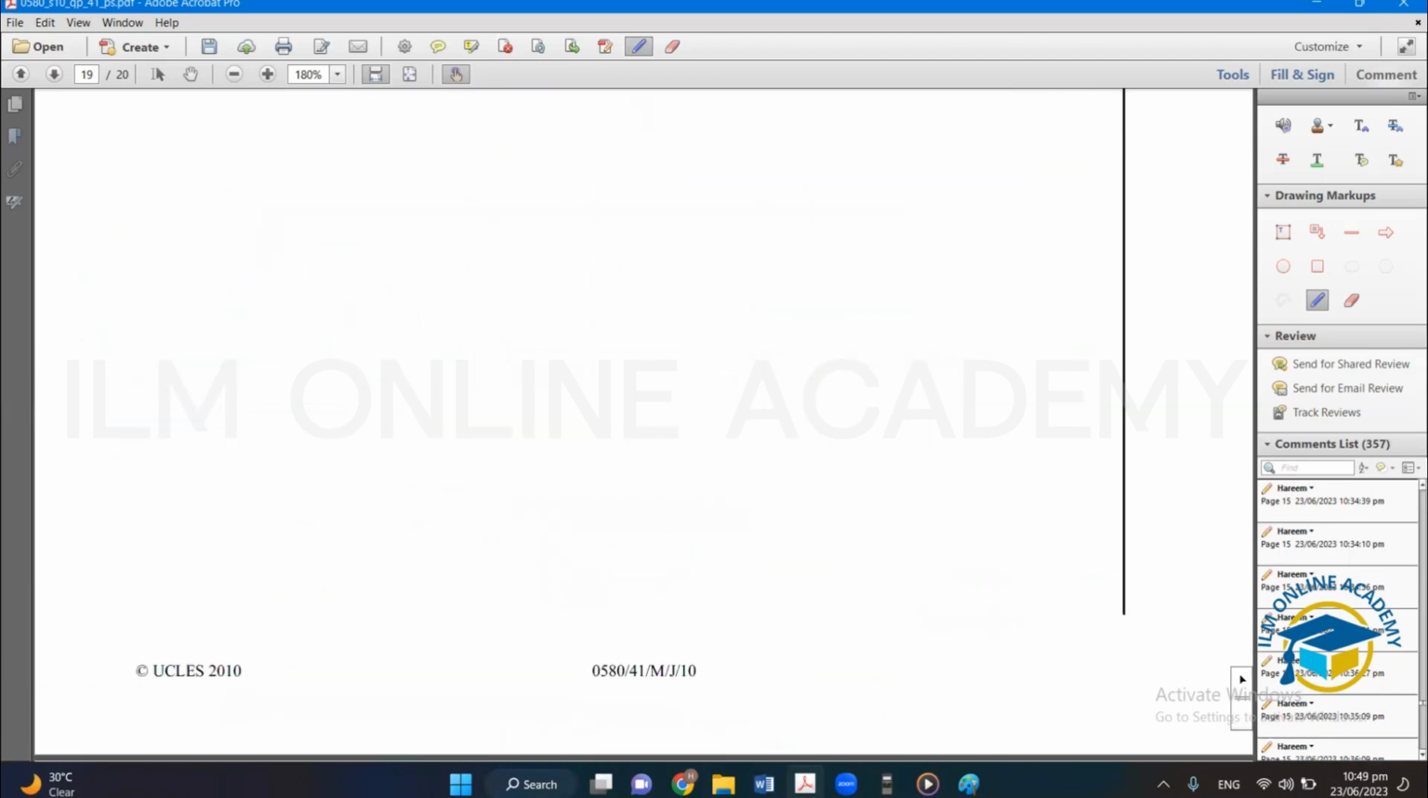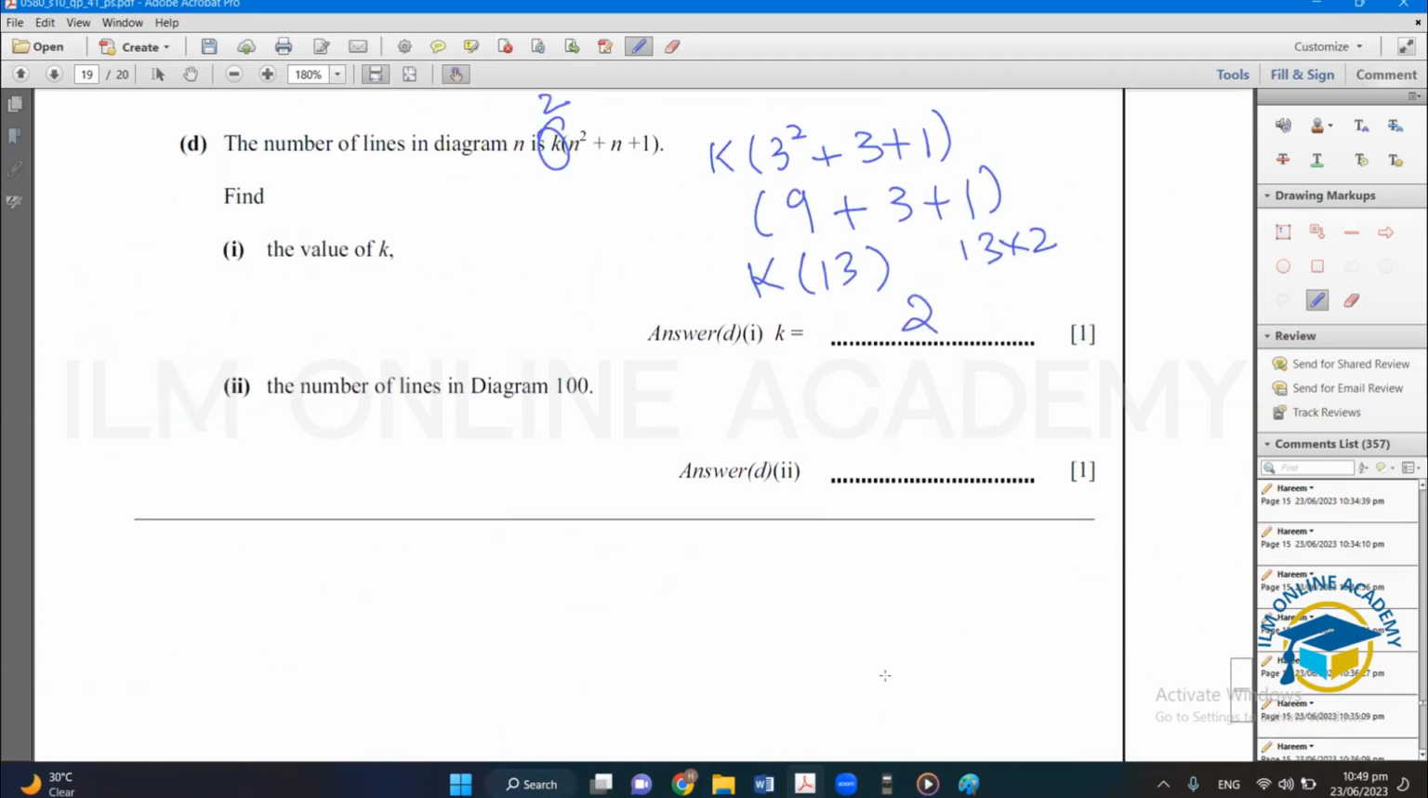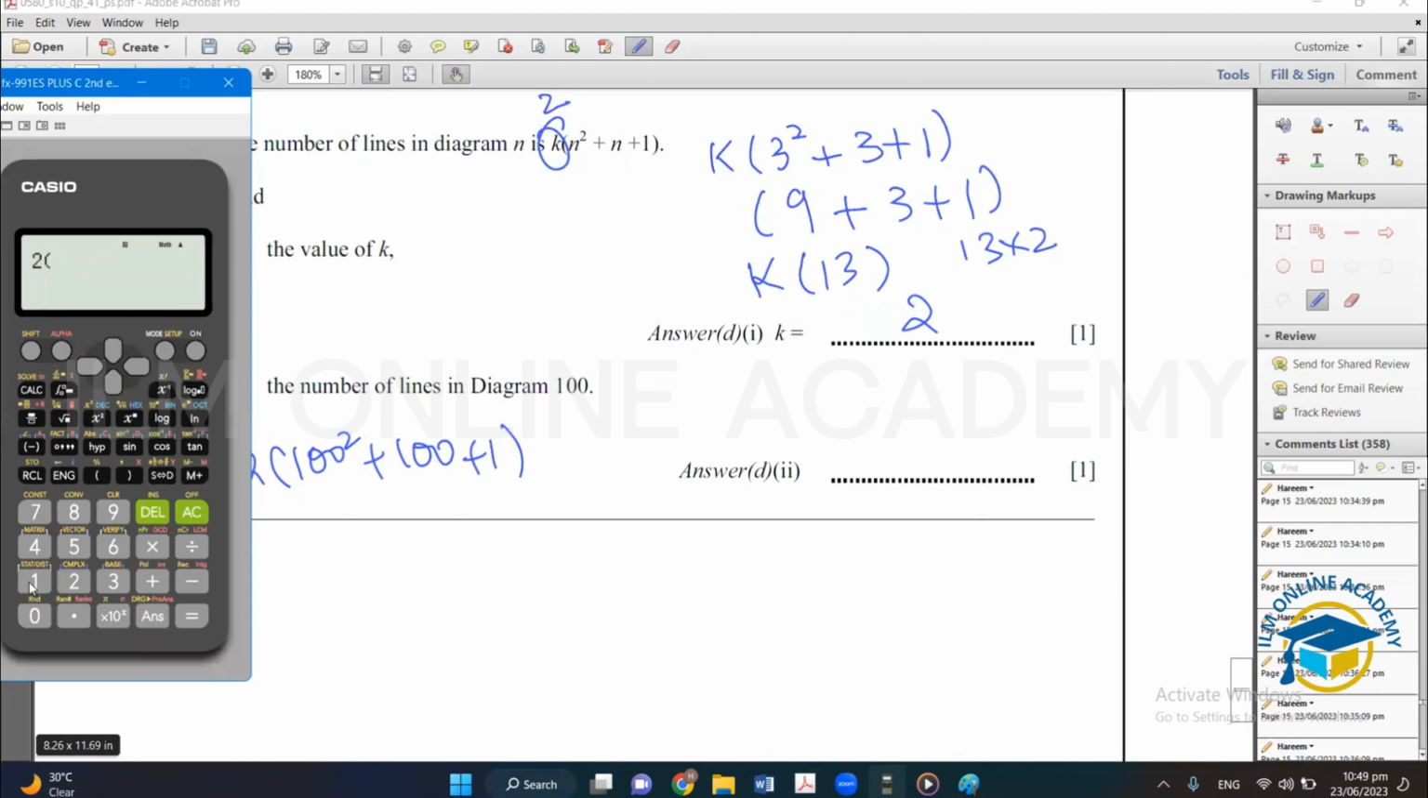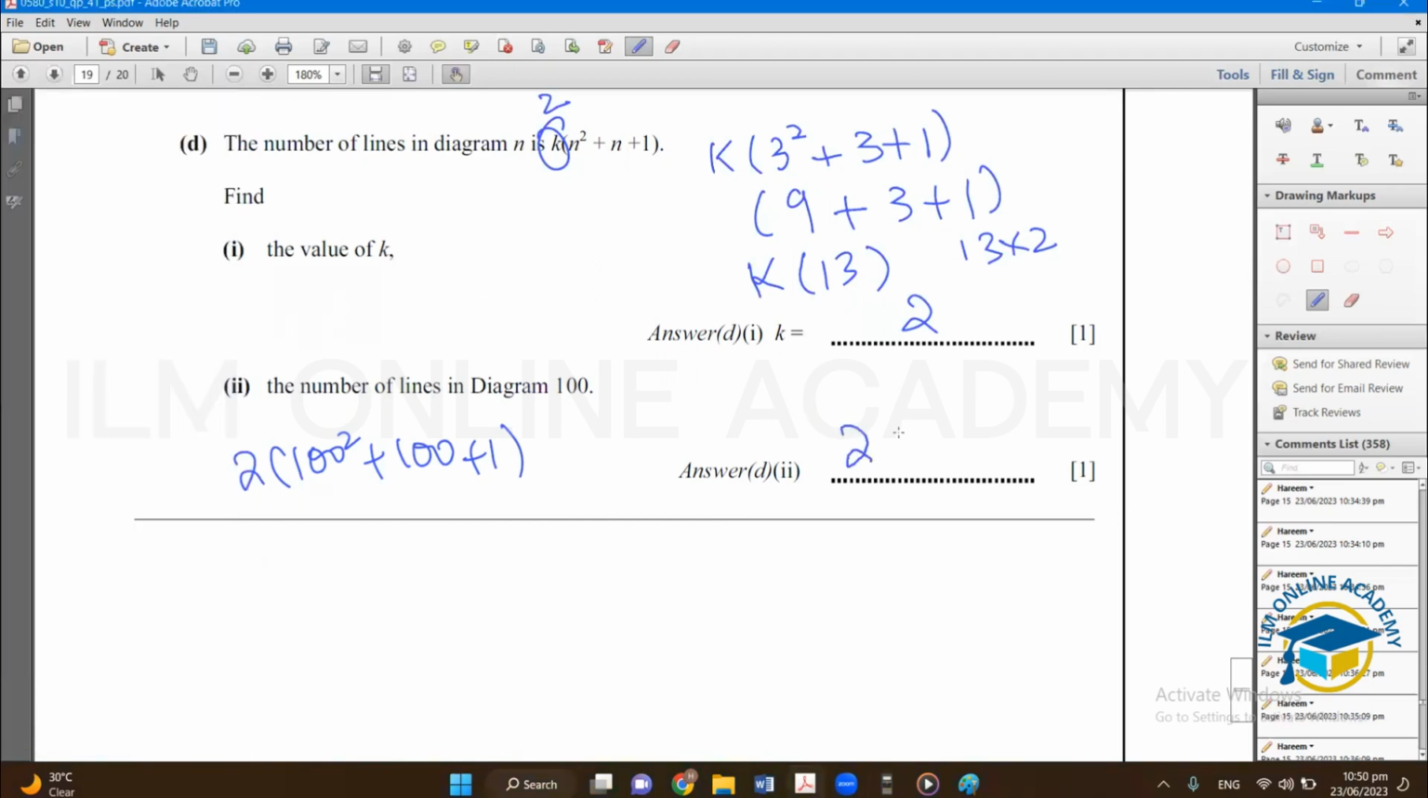And the last part of this past paper is the number of lines in diagram 100. So what you have to do, you don't have to do anything. It's 2 times 100 square plus 100 plus 1. Here's our calculator. 2, then 100 square plus 100 plus 1. That's it. And here's the answer. 20202. I guess it's right.